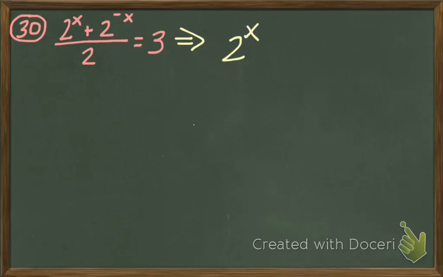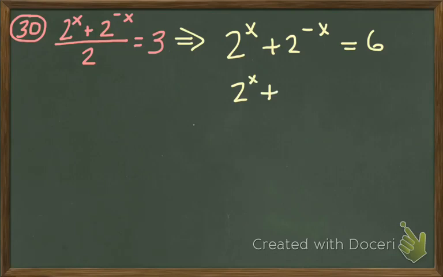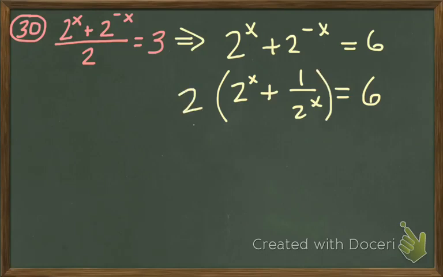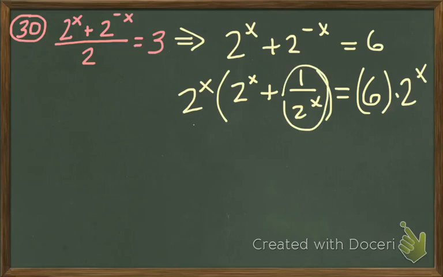That gives us 2 to the x plus 2 to the negative x equals 6. It's not really obvious, but in essence this is 2 to the x plus 1 over 2 to the x equals 6, so this form might make it more obvious why we do what we do next, and that is to multiply both sides by 2 to the x to get rid of the 2 to the x in the bottom of this term.